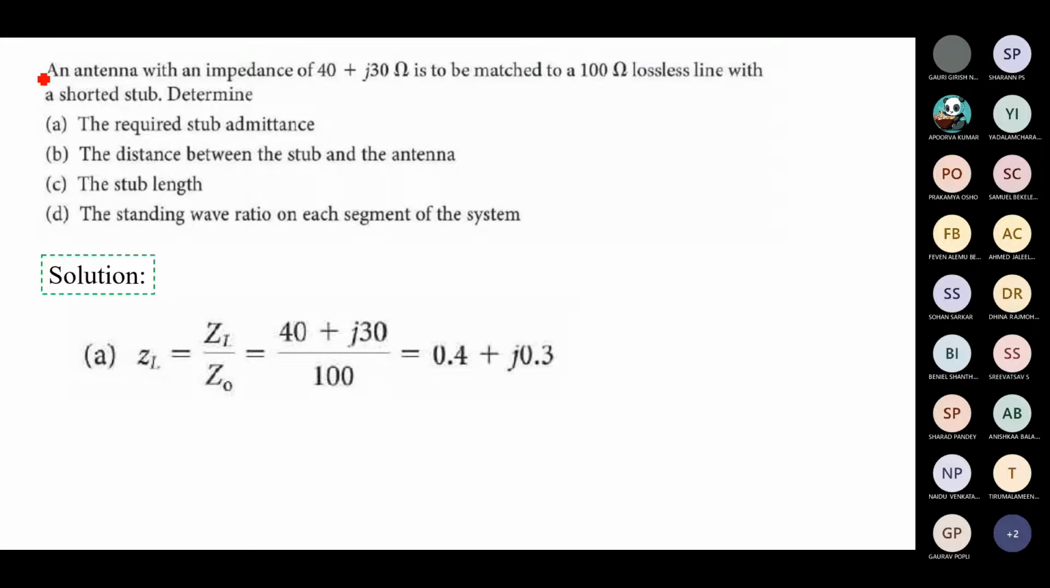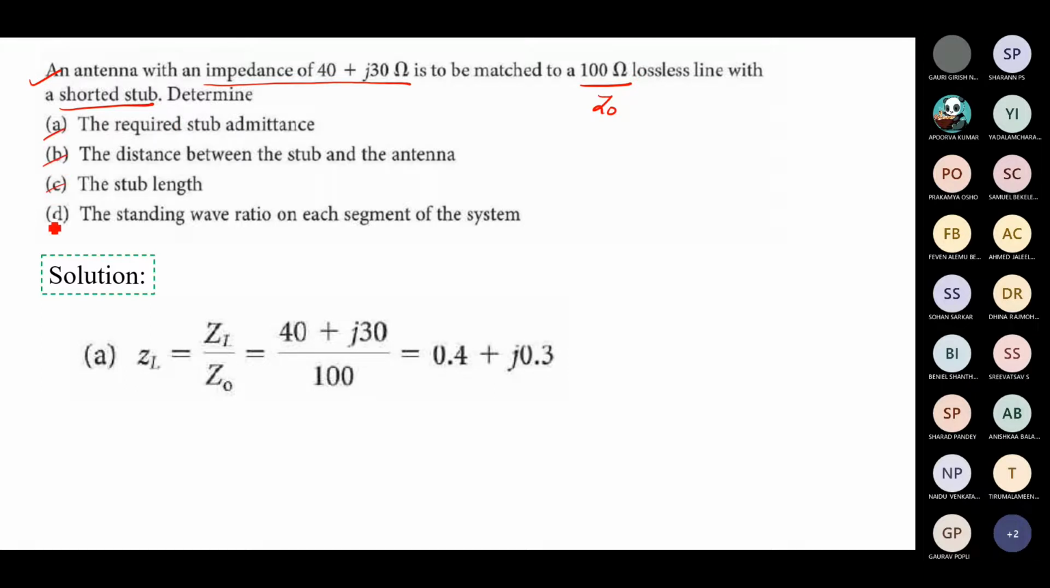Now there is an antenna. The antenna has an impedance of this value, and it should be matched with the characteristic impedance of a lossless line of 100 ohm. So here the Z0 value keeps on changing. There is no fixed value for Z0. It completely depends on the type of transmission line. Now it should be done with a shorted stub. We already have seen it for the shorted stub, but we will do it for both stubs. So open circuit stub, short stub, everything we will see.